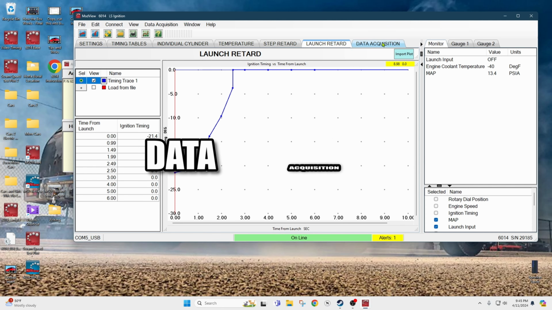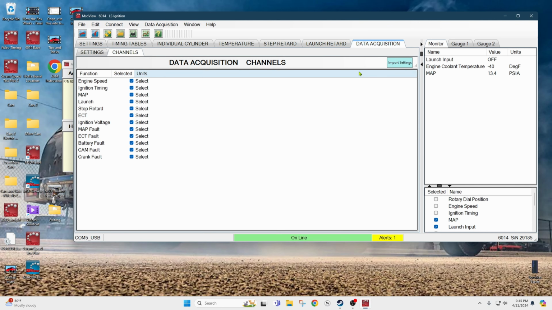The next thing is data acquisition. This is a very powerful feature. It is not the world's best data logging. It is absolutely not comparable to what the EFI guys get, either with HP Tuners or with Holley EFI or Haltech or any of that. It is not as in-depth as those features. On the flip side, maybe for a lot of guys who aren't used to data logging, that makes it a whole lot easier to deal with.